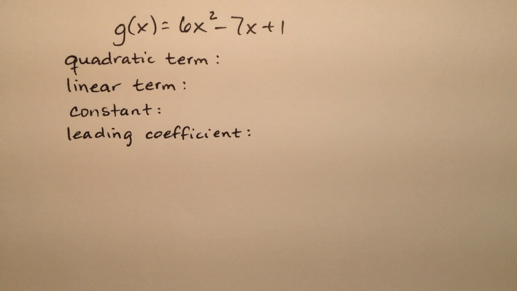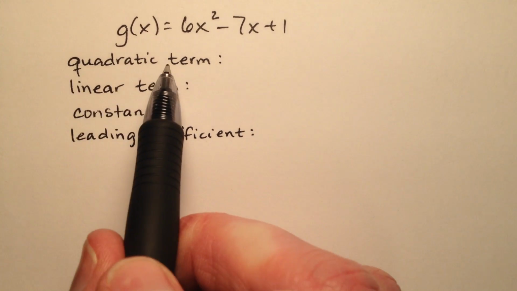Here I have a quadratic function g, and I would like to identify a few of its pieces, namely the quadratic term, the linear term, the constant, the leading coefficient, and whether or not the graph of this quadratic function, which will be a parabola, opens up or down. So let's go ahead and get started here with the quadratic term.